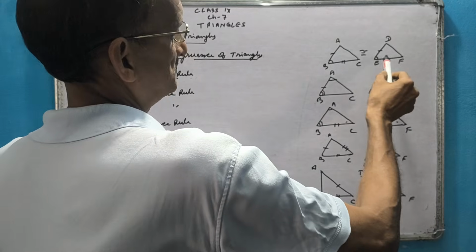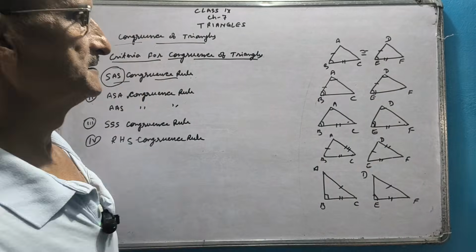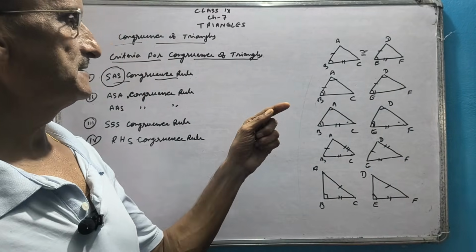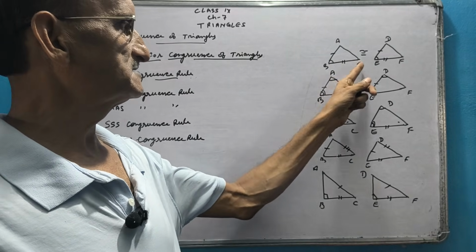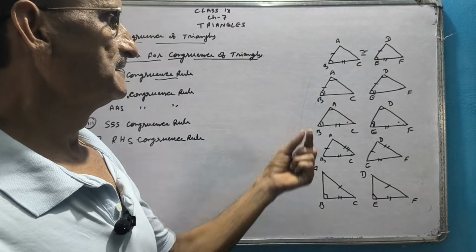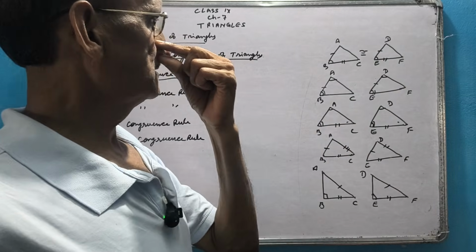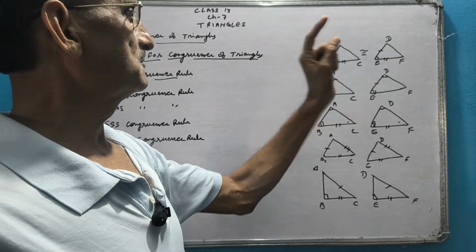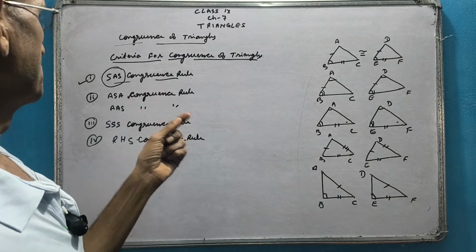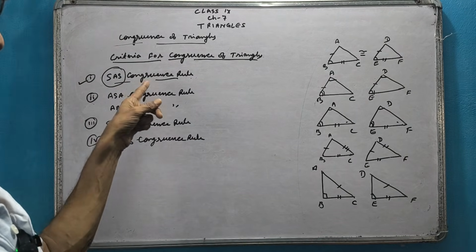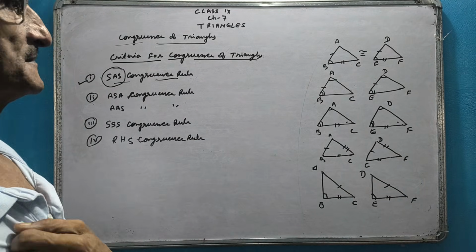That is, in triangle ABC and triangle DEF, if AB equal to DE, angle ABC equal to angle DEF and BC equal to EF, then triangle ABC will be congruent to triangle DEF by side angle side congruence rule. Understood?